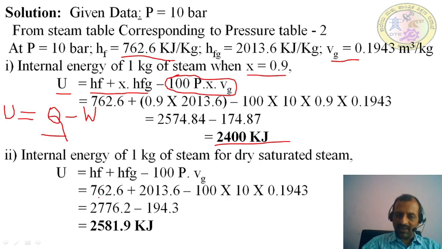So substitute all the values. hf is 762.6 plus 2013.6 minus 100 into 10 into 0.1943. After calculating, you will get the answer as 2581.9 kilojoules.